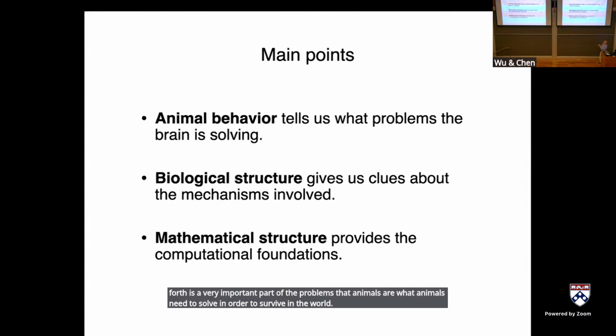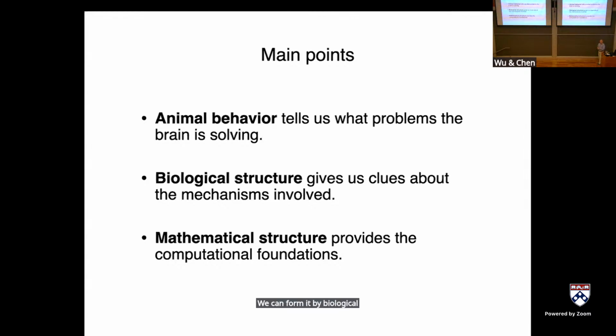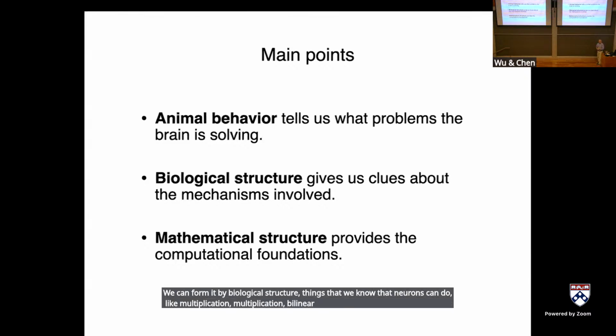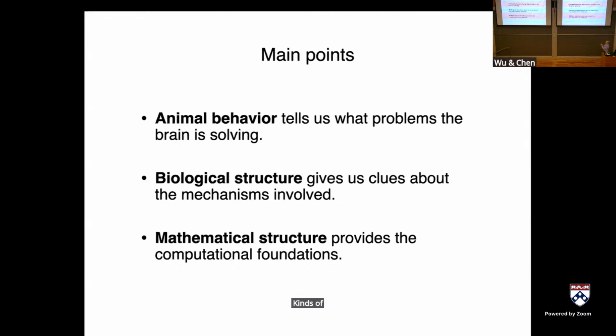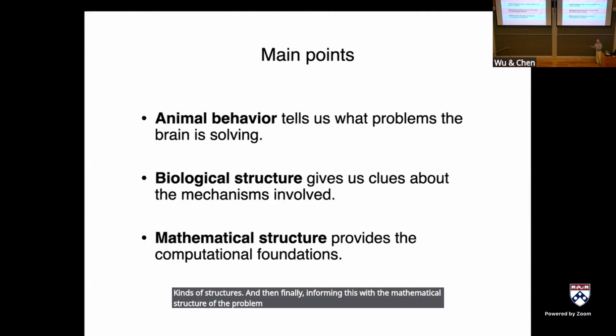We can inform it by biological structure, things that we know that neurons can do, like multiplication by linear interactions of signals, recurrent neural networks computing with dynamics, like these resonator networks and so forth. So it maps onto many of those kinds of structures. And then finally, informing this with the mathematical structure of the problem. So things like Lie groups and using residue number representations are a really central part of being able to design these neural architectures.